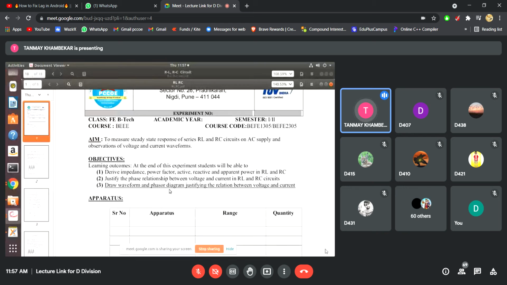Write the aim: to measure steady state response of series RL and RC circuit on AC supply and observations of voltage and current waveform. Got this? Yes ma'am. Okay. After that, write the apparatus.